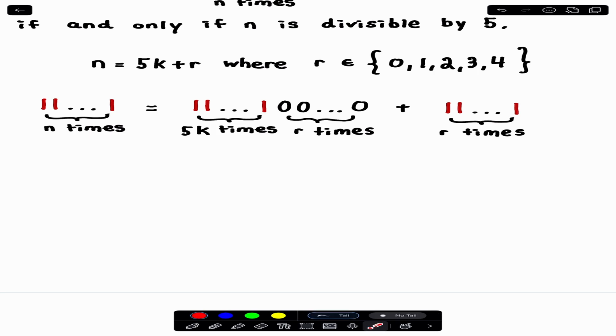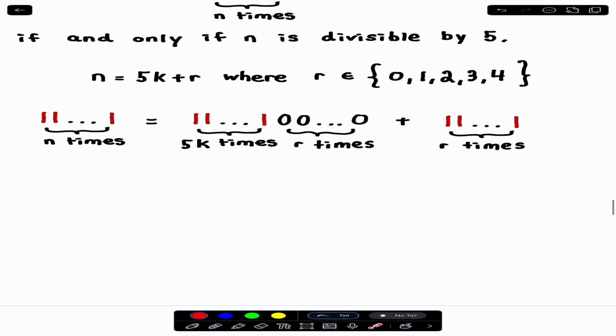I hope you're following along, and I hope this isn't too hard to see. There are 5k copies of 1 here. There are r copies of 1 here. Remember, these r 1s will line up with these r 0s. So when you add everything up, you have 5k plus r ones.